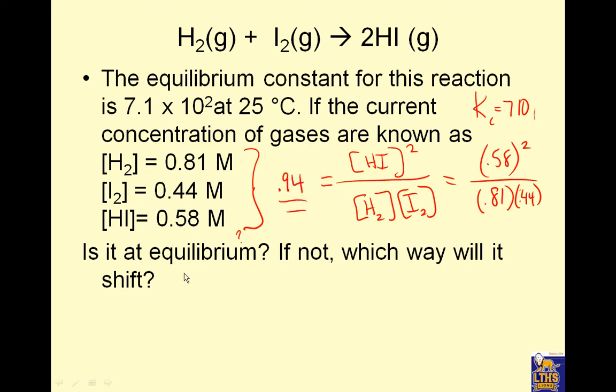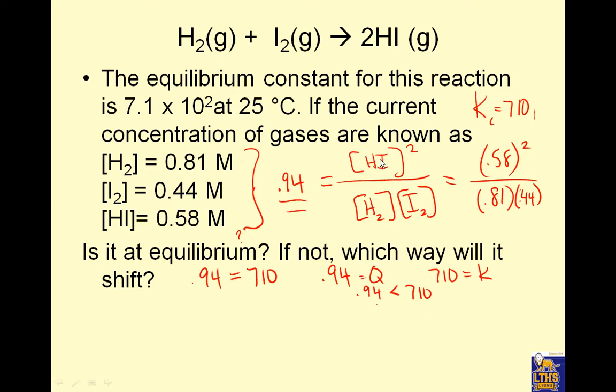0.94. What does that mean? 0.94 is not equal to 710. 0.94 is Q. That's where we're at right now. 710 is K. That's where we have to go. So Q is less than 710. Well, so now we know that this reaction is going to keep going until it gets to equilibrium, and even then it's going. But that means that this 0.94 has to get a lot bigger.